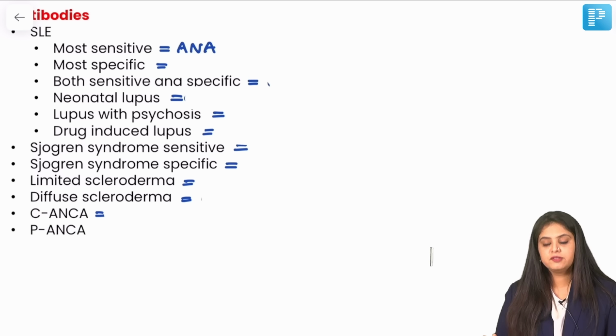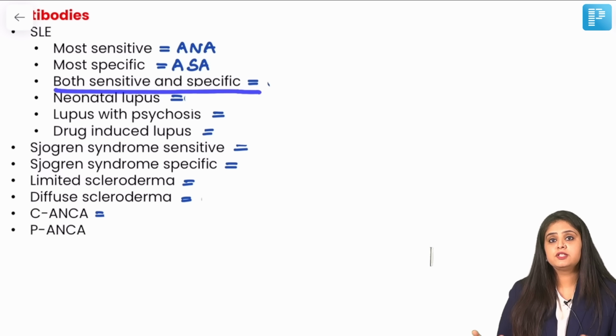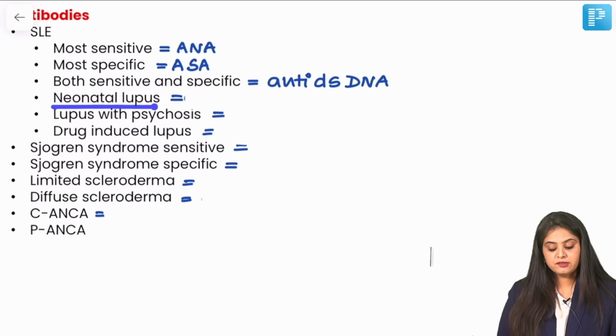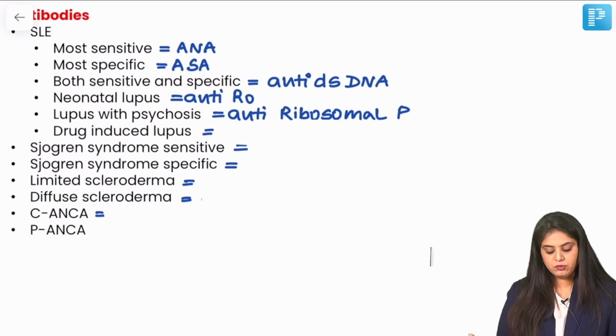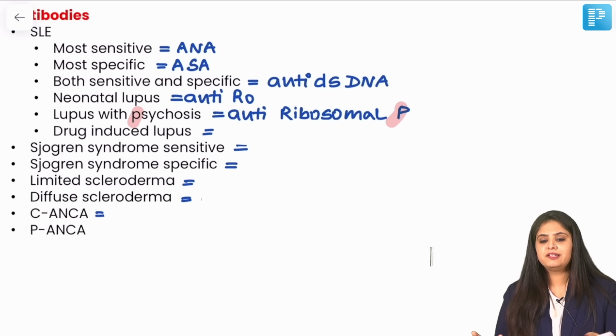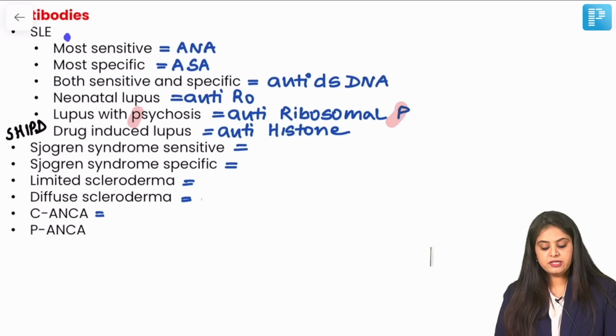The most sensitive is going to be anti-nuclear antibody. The most specific is anti-Smith antibody. The one that is both sensitive and specific, dual benefit, is anti-double-stranded DNA, dsDNA antibody. The one associated with neonatal lupus, neonate doing a lot of rona dhona, crying, so anti-Ro antibody. Then if there is lupus with psychosis, PP, so anti-ribosomal P antibody is the one involved. And if there is drug-induced lupus, I'm not revising the drugs because I think we've done them ample times, that are the SHIP drugs, they are going to be anti-histone antibodies. This is to actually do with SLE.